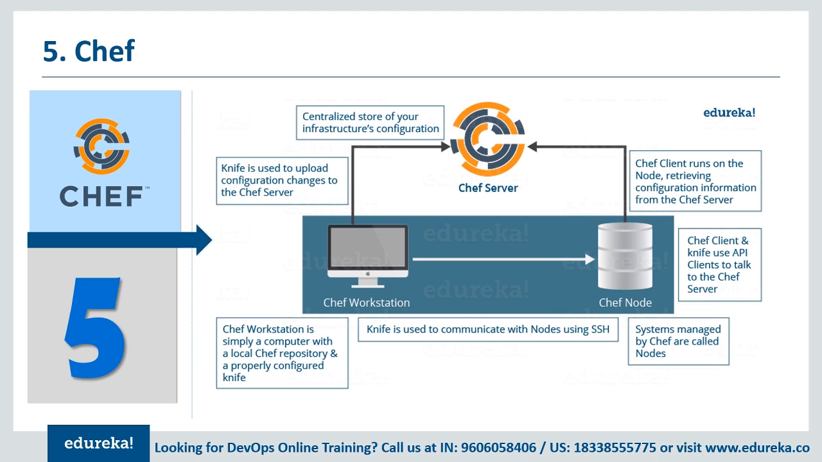And Chef is again a centralized store for all the configuration of the servers here. Chef itself runs on the node as compared to Puppet. Puppet works on the slave master architecture, whereas Chef does not work on that kind of architecture. All the systems managed by Chef are called nodes, and Chef and Knife both use API clients to talk to the Chef server.